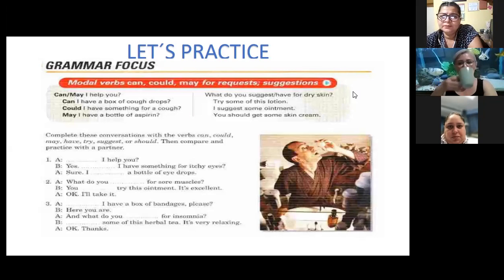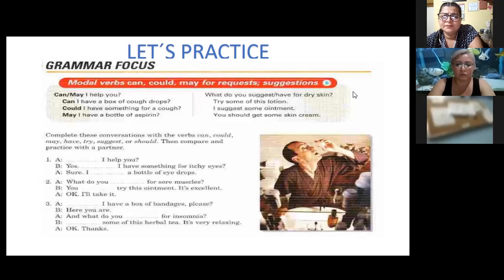Could I have something for a cold? ¿Podría tener algo para la tos? ¿O podría darme algo para todos? Entonces, ese could nos está indicando que yo estoy solicitando algo. Y vamos con may, que en este caso pues significa poder.